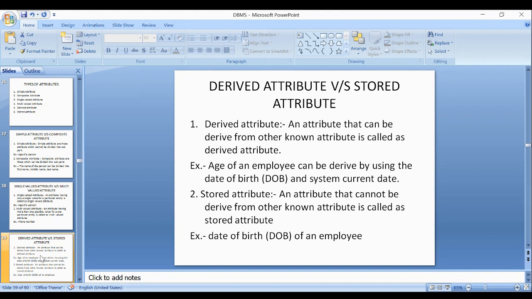Now coming to the difference between derived attribute and stored attribute. Derived attribute. An attribute that can be derived from other known attributes is called as derived attribute. Example: age of an employee can be derived by using the date of birth and system current date. Stored attribute. An attribute that cannot be derived from other known attributes is called a stored attribute. Example, date of birth of an employee.